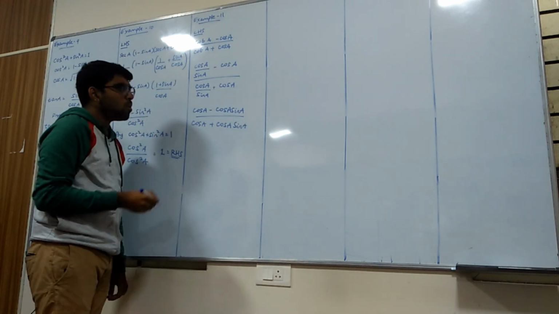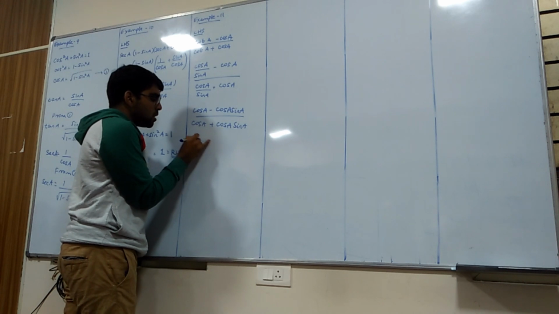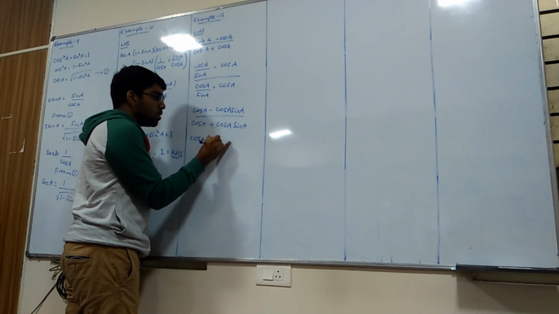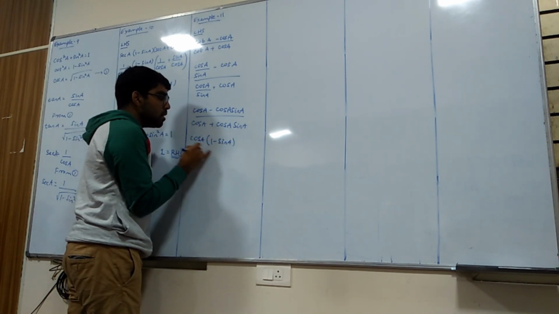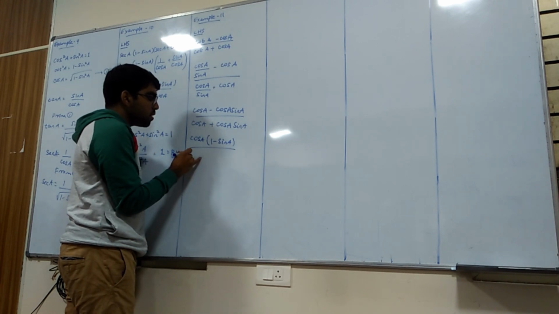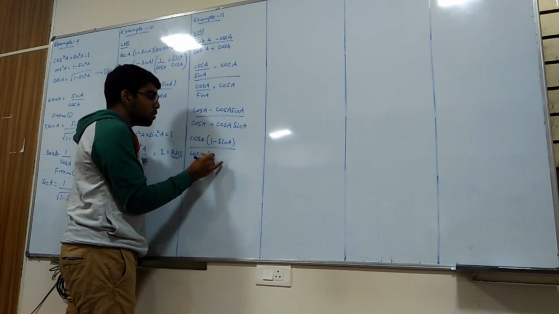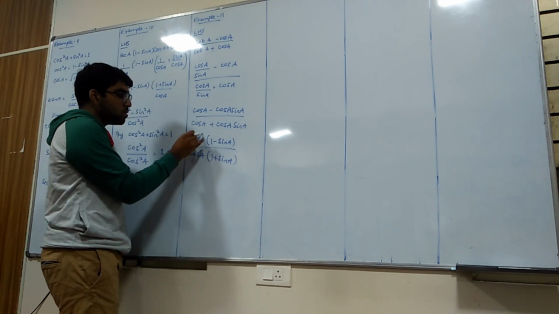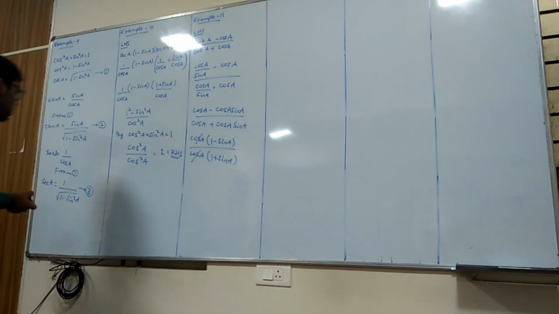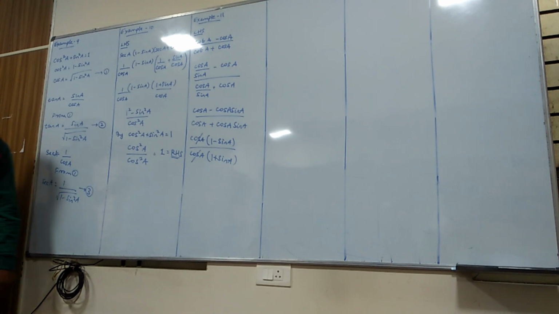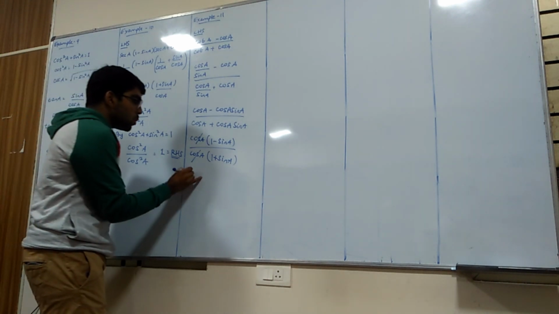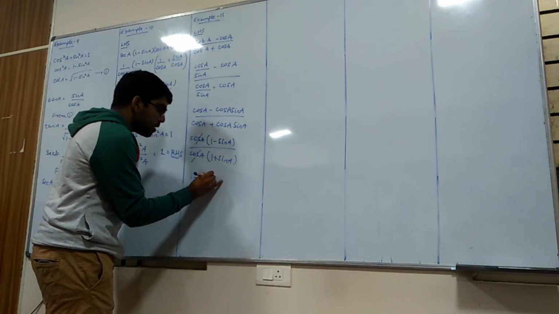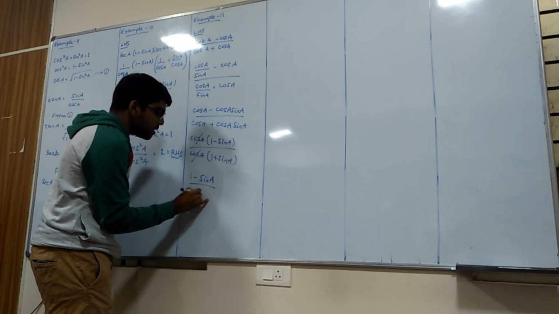So cos A is common, no? I take cos A common, and the cos A will cancel. We have 1 minus sin A in the numerator and 1 plus sin A in the denominator. Doubt? What's the result we require? Okay, fine, no worries. We have 1 minus sin A divided by 1 plus sin A.